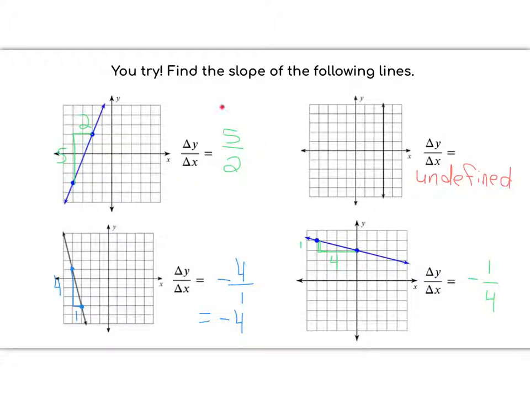Okay, so I got positive 5/2, undefined, negative 4, and negative 1/4. If you made any mistakes, go ahead and fix them. If you have any questions, jot them down, and we will do some practice in class.